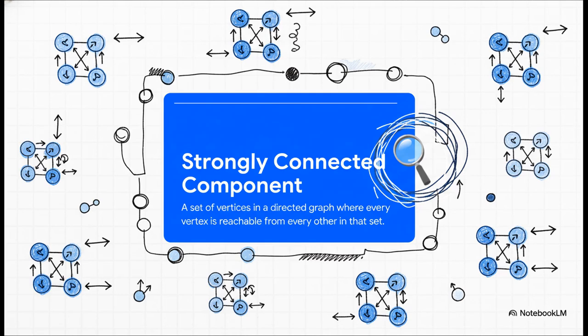Okay, so here's the formal definition of what we're looking for. In graph theory language, those intersections are vertices, and the one-way streets are directed edges. A strongly connected component, or an SCC, is simply a group of vertices where you can find a path from every single vertex to every other vertex in that same group. It's all about mutual reachability.